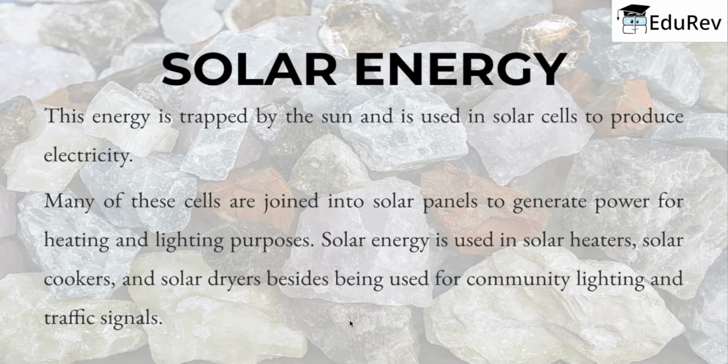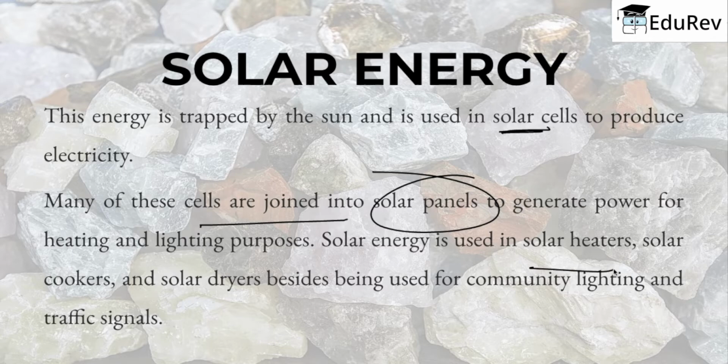Non-conventional sources start with solar energy. That is how we derive solar energy and use it for the production of electricity. It's trapped within solar cells, and these cells are joined to form solar panels to generate power for heating and lighting purposes. Solar energy is used in solar heaters, solar cookers, solar dryers, besides being used for community lighting and traffic signals.